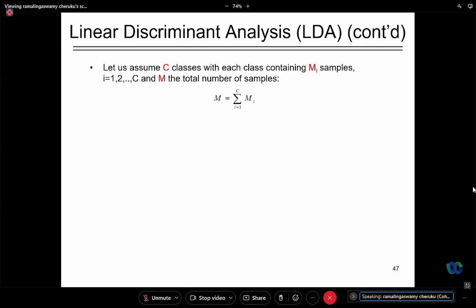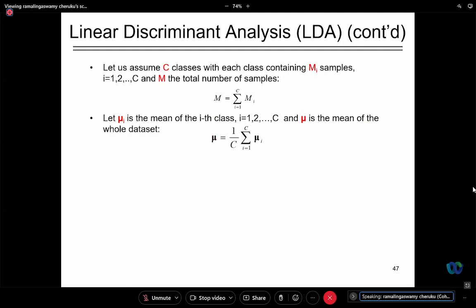Okay, so let us assume that there are C classes, with each class containing mi samples. So the total number of samples m is the summation of the samples in each and every class. So m is equal to the summation over i equal to 1 to C, where C is the number of classes and mi is the number of samples in each class. Right. So m1 is the number of samples in the first class, m2 is the number of samples in the second class, m3 is the number of samples in the third class, something like that.